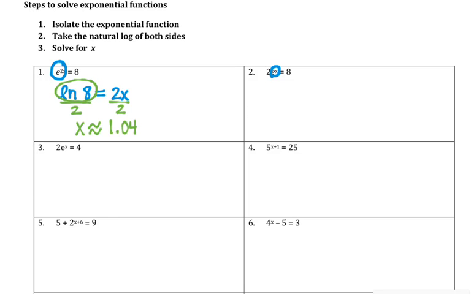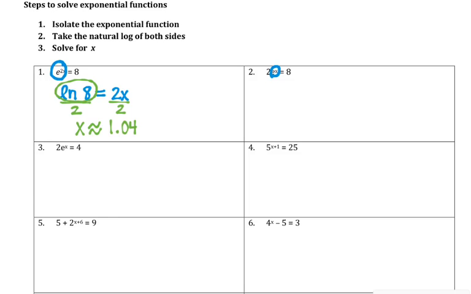What would the calculator do if you used the E button? It would give you the wrong answer for this one. Because when we're solving this, we see that we have to do the natural log of 8. If you use e instead of the natural log of 8, you're going to get a very big number that is very far away from 1.04.